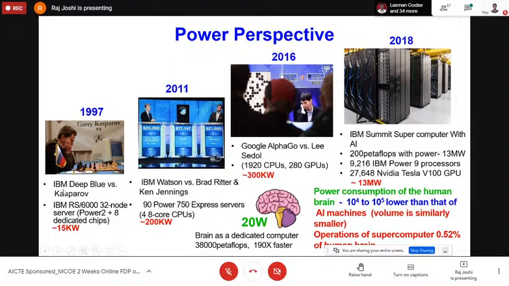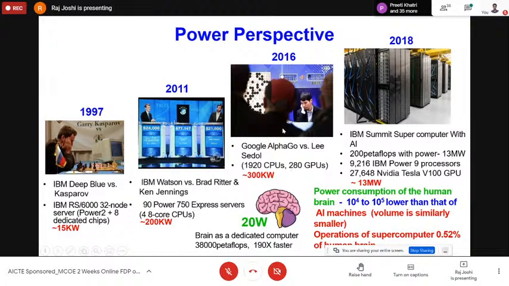If you look at the history of this, in 1997, IBM played chess against Kasparov and defeated him. However, there were many processors used, and the power was 15 kilowatts. In 2011, IBM used a supercomputer to play against Brad Rutter and won the Jeopardy game. However, 90 processors were used, which generated 200 kilowatts.